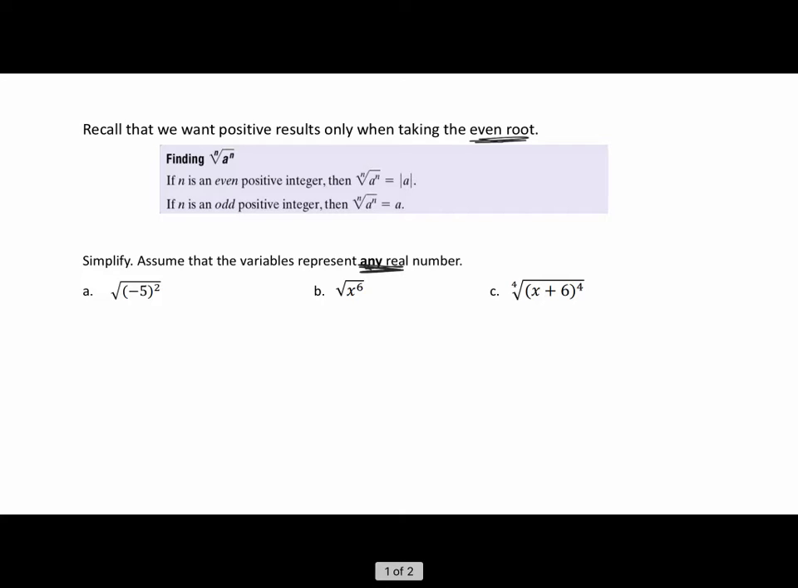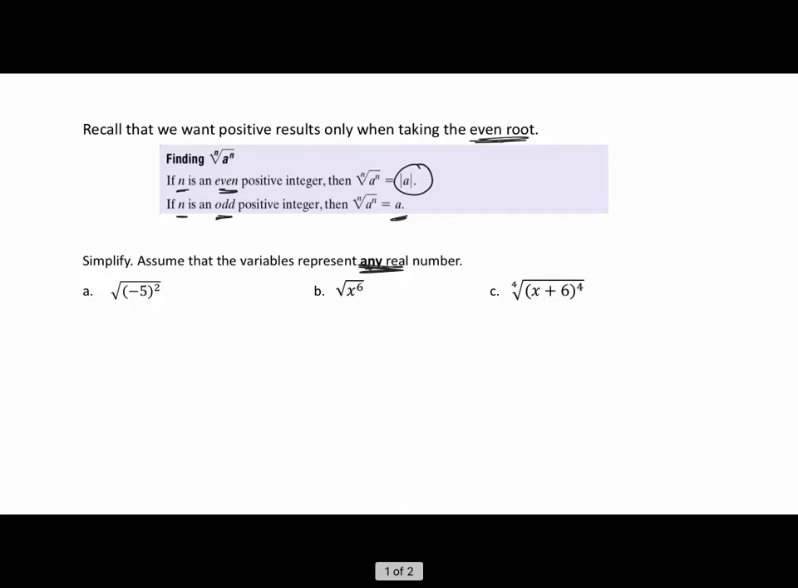So when we're finding the nth root of a to the n, if n, the index, is even, then we're going to make sure that our result is within absolute value to make sure that it is positive. If our index is odd, then it doesn't matter. It is what it is, so we're not going to worry about that, just the even roots.